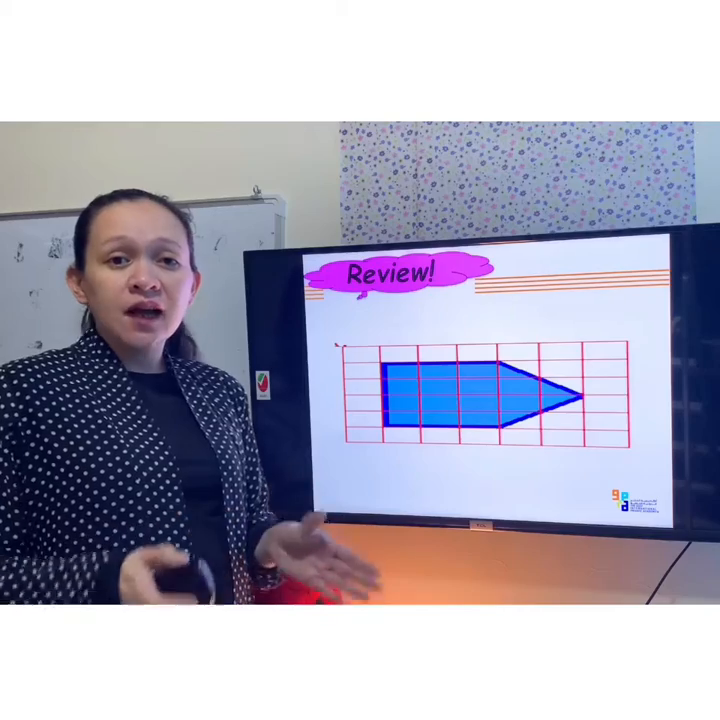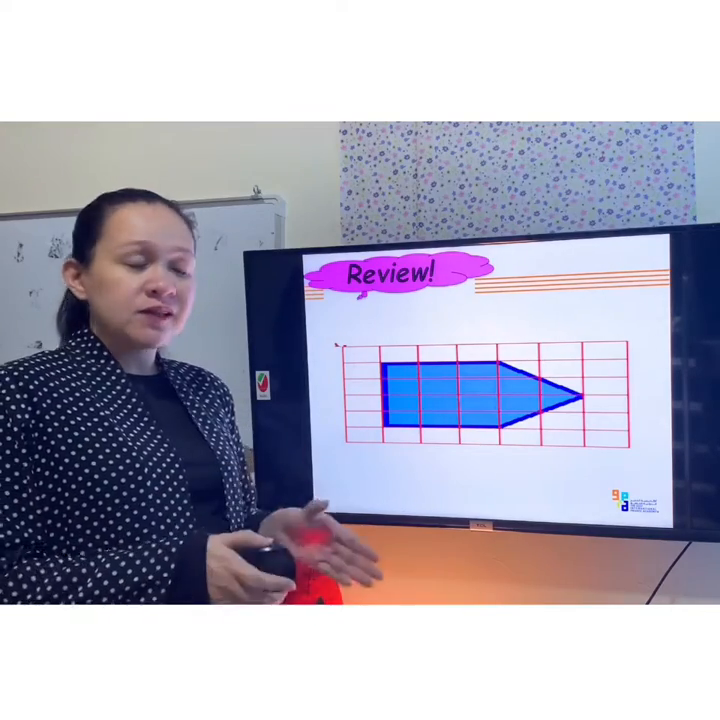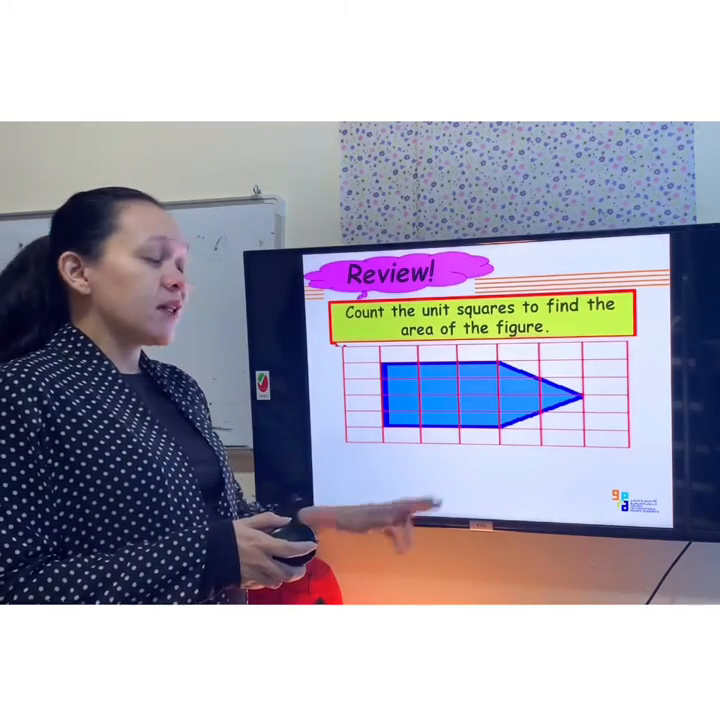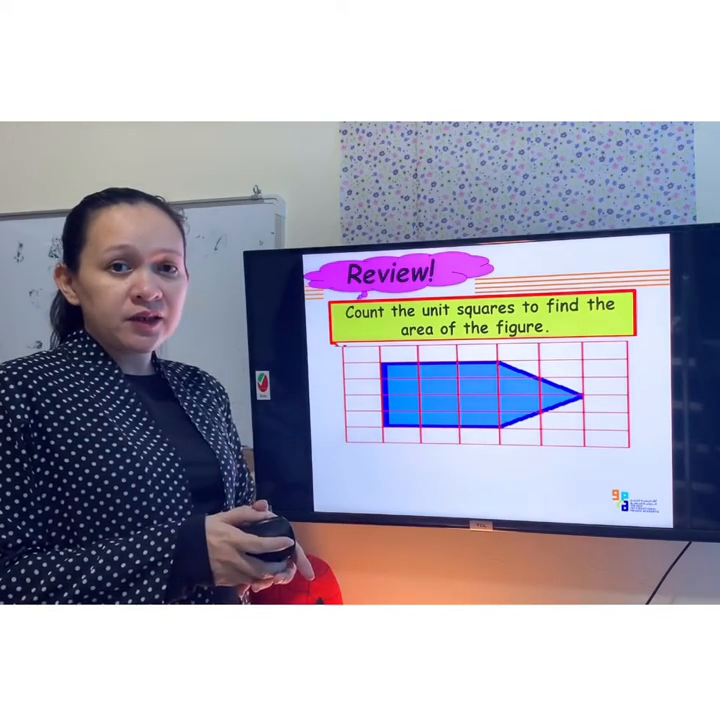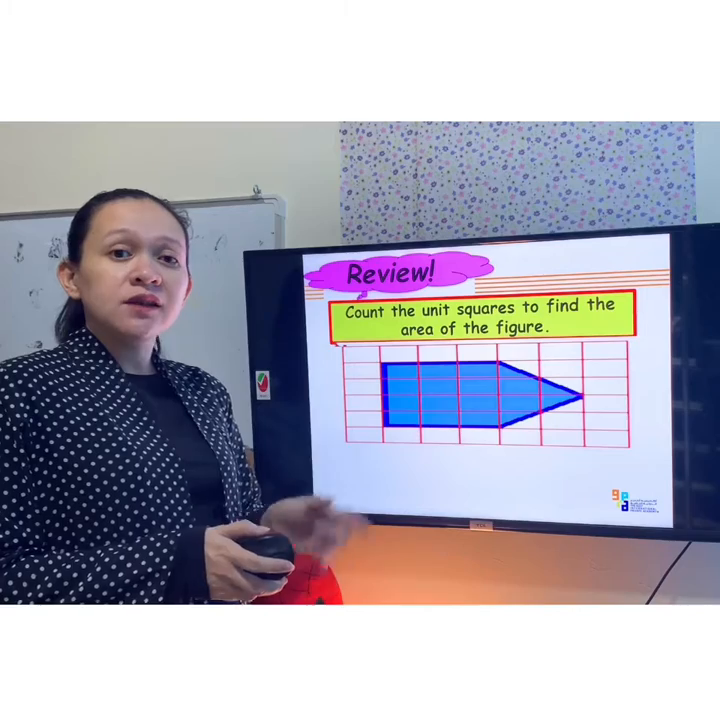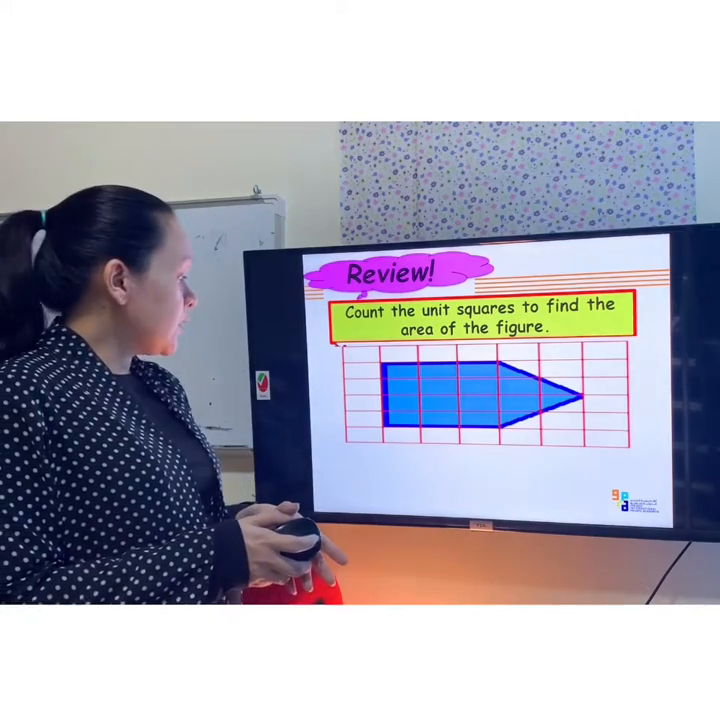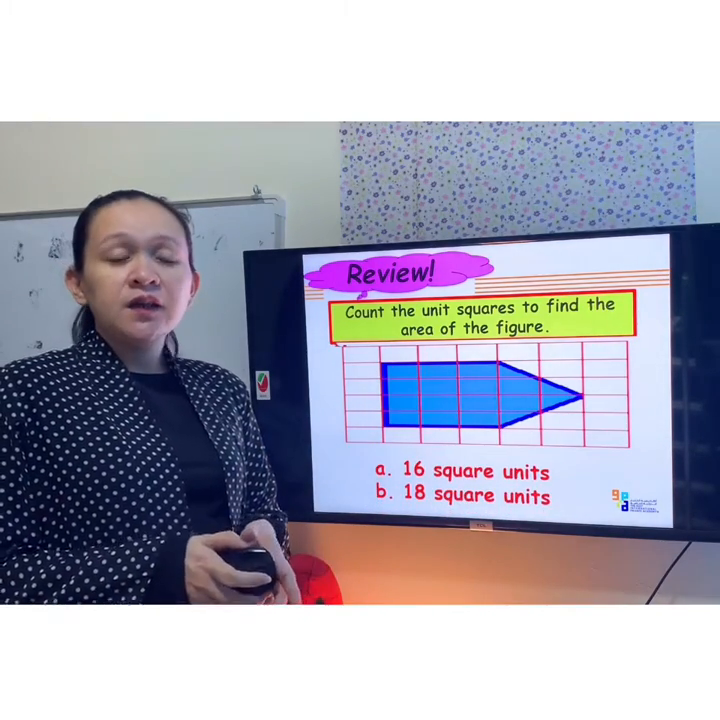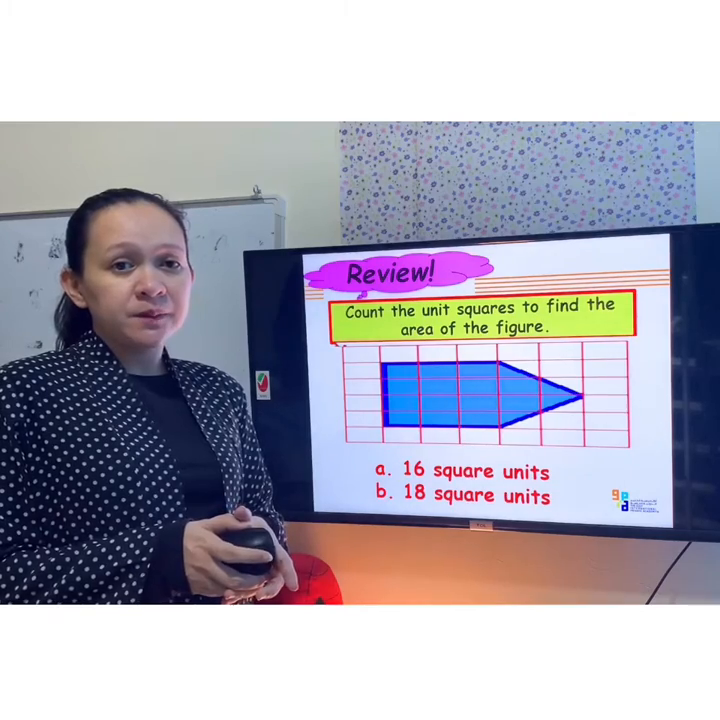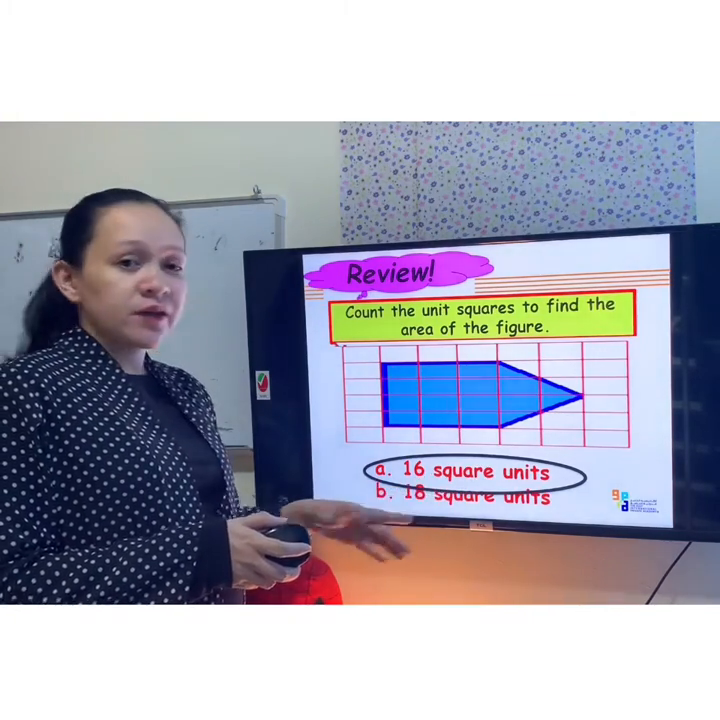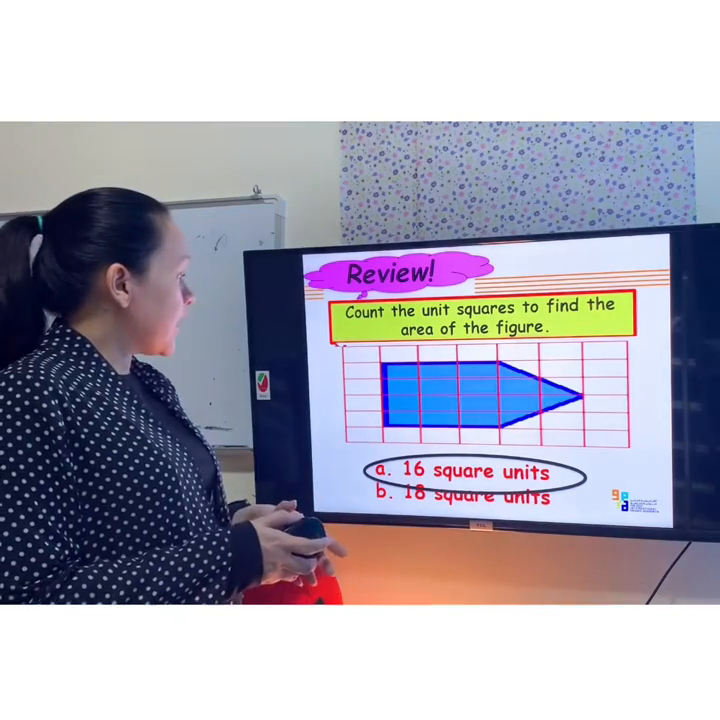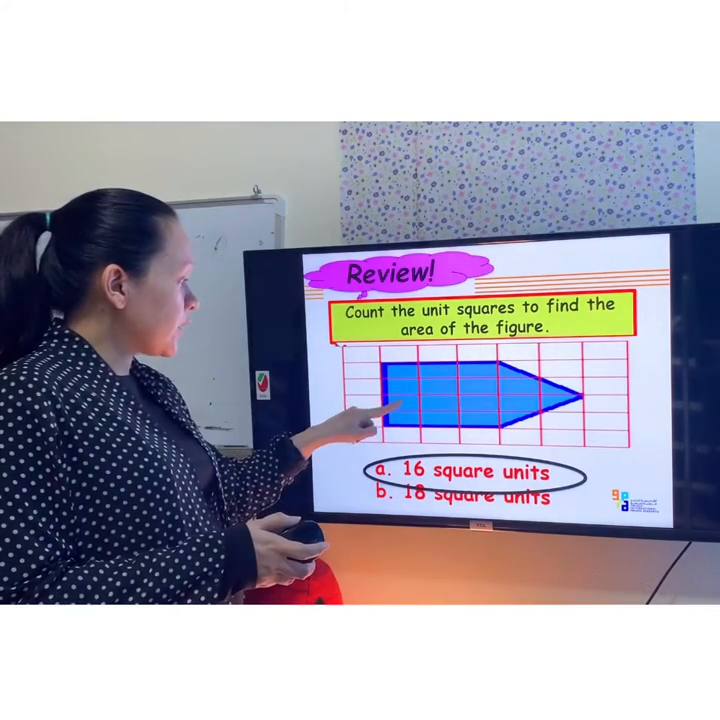Now, let's have our review with our previous lesson. We are going to get the area of this figure. You know already how to get an area. You are going to count the square units. Now here are the choices. What do you think is the answer here? Yes, the answer here is 16 square units. Why? Again, we are going to count the square units.